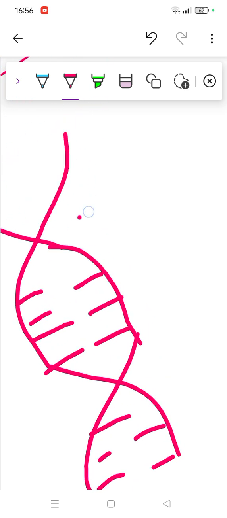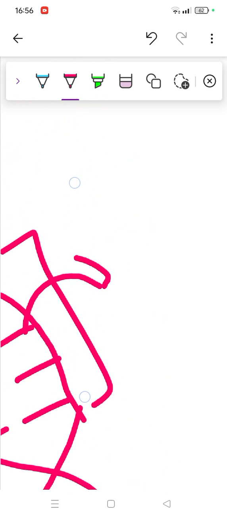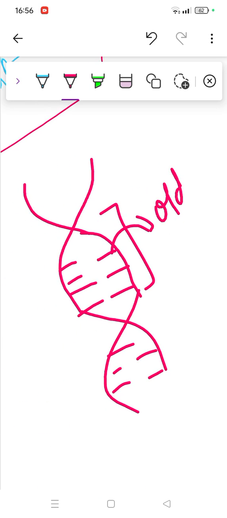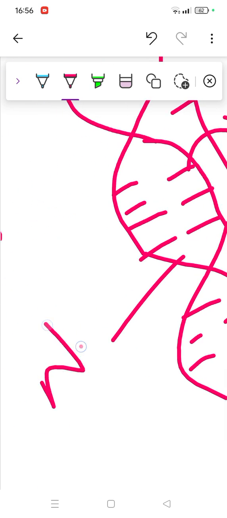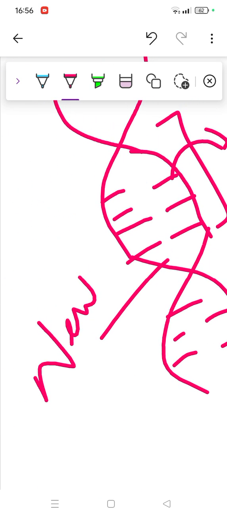During the process of replication, the old strand will remain the same, and the second one will be new, because this one will again pair with another one like this. So they got a new one here, and even this will pair with another and get a new one. Like that the concept continues.